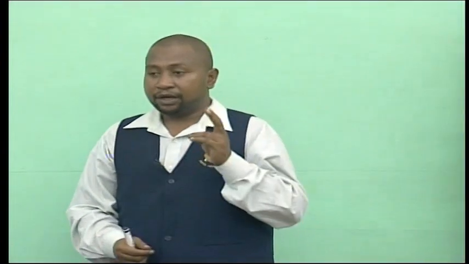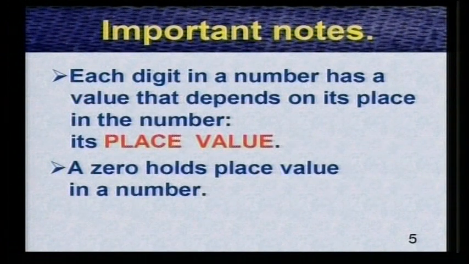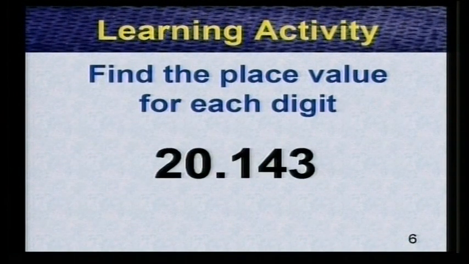I've got 2 very important notes for you. On the screen, the 2 important notes are as follows. Each digit in a number has a value that depends on its place in the number, or its place value. Second, a 0 holds a place value in a number. Now, to explain further, we are going to find a place value for each digit.